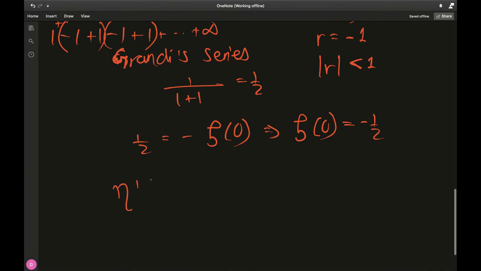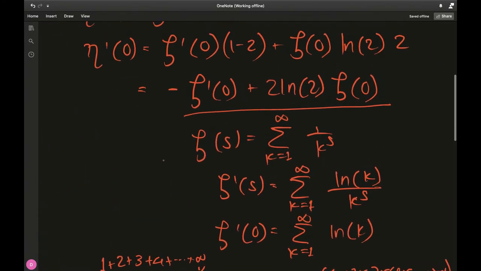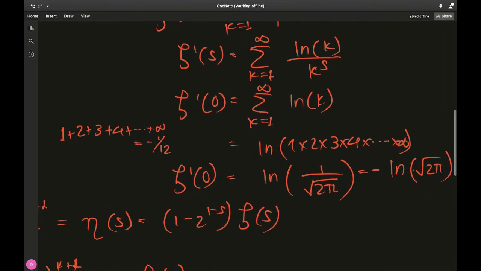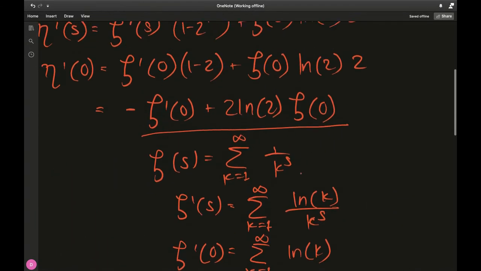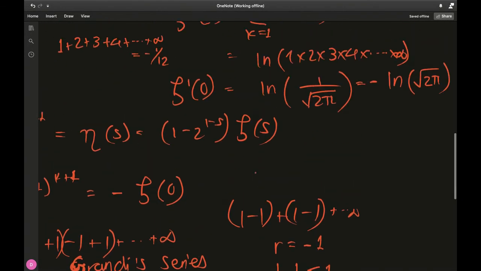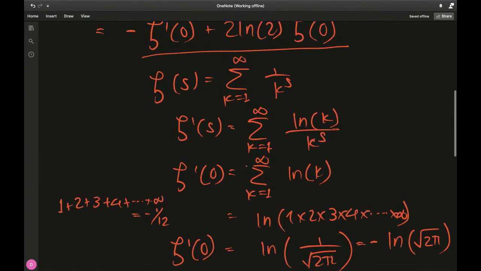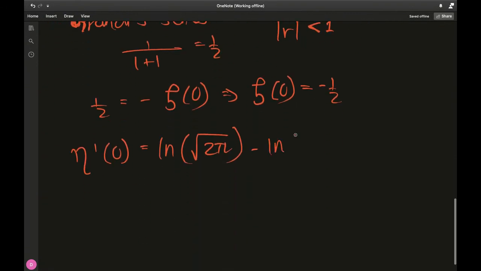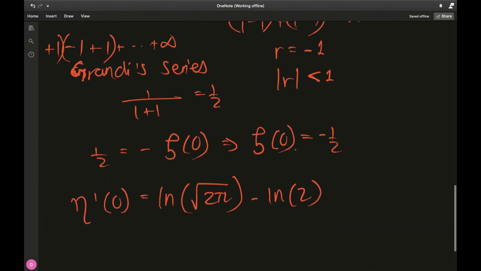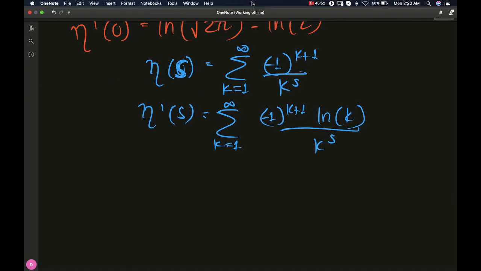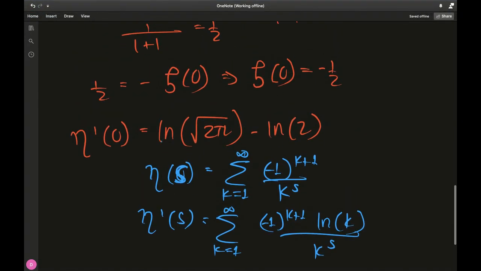So this means Dirichlet Eta prime of 0 is actually negative gamma prime of 0. Gamma prime is negative natural log of square root of 2 pi. Negatives cancel out. We just have natural log of square root of 2 pi and negative 2 over 2, so that goes away. Natural log of 2. Yeah, that's it. Just a negative natural log of 2. Okay, so we found one expression for Dirichlet eta prime of 0, this.